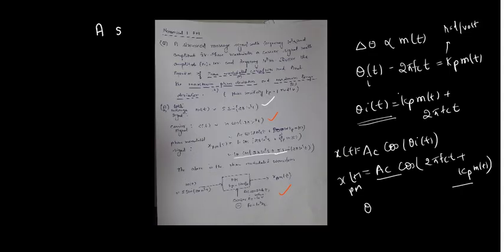So the next question is, what is the maximum phase deviation? This is the phase deviation, which is kp m(t). So maximum phase deviation means kp into the max of m(t), and your m(t) is 5 sin(2π 10 to the power 3 t). So the max of m(t) is 5. You can simply say that the maximum phase deviation is 5 radians.